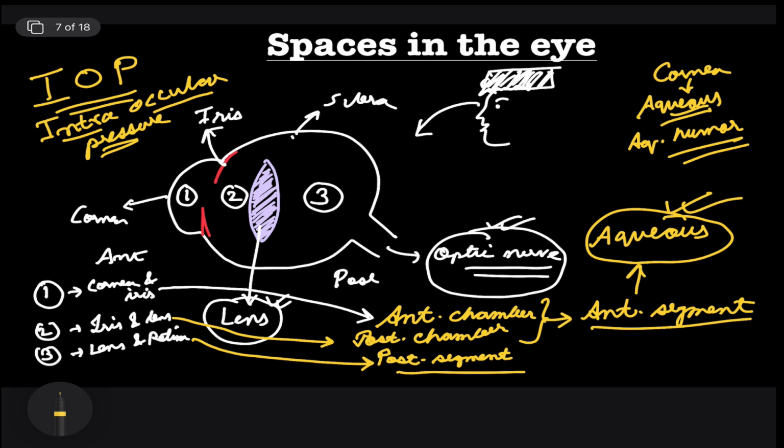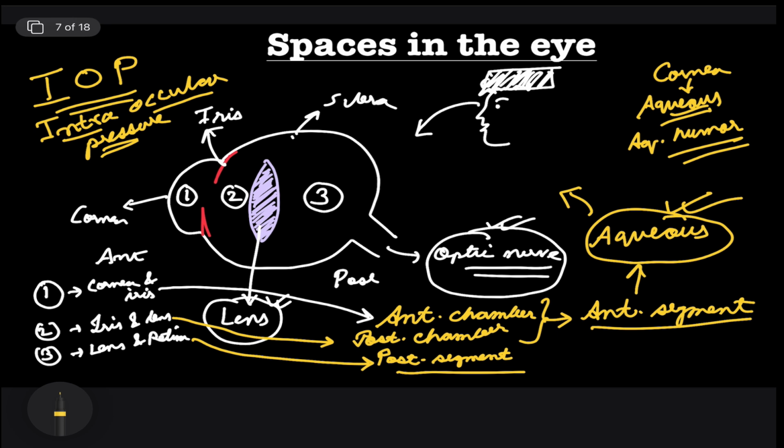Okay. Now, aqueous outflow, there are different facts about aqueous humor. So basically it has been found that the aqueous humor is being formed somewhere and then it is also going out through somewhere.